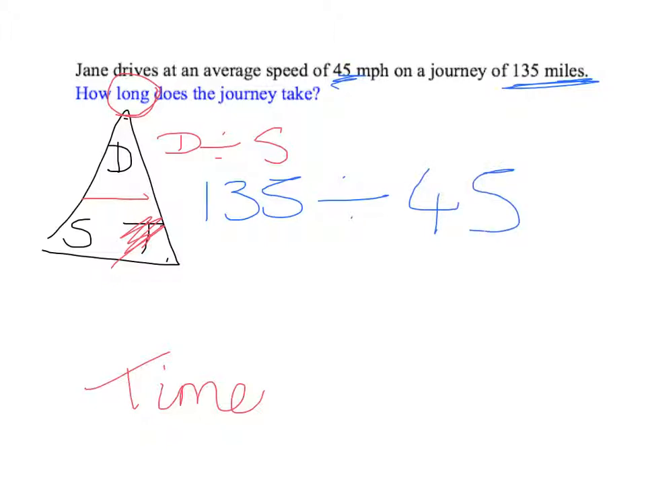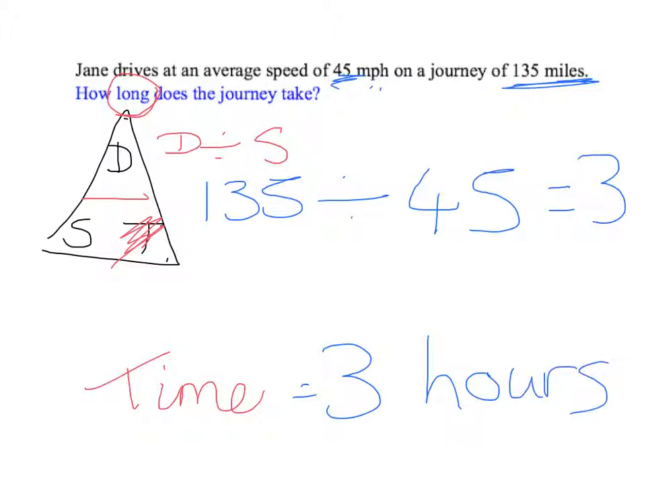So 135 divided by 45 equals 3. Now, because it was miles per hour, that's going to be 3 hours. And that's my answer.